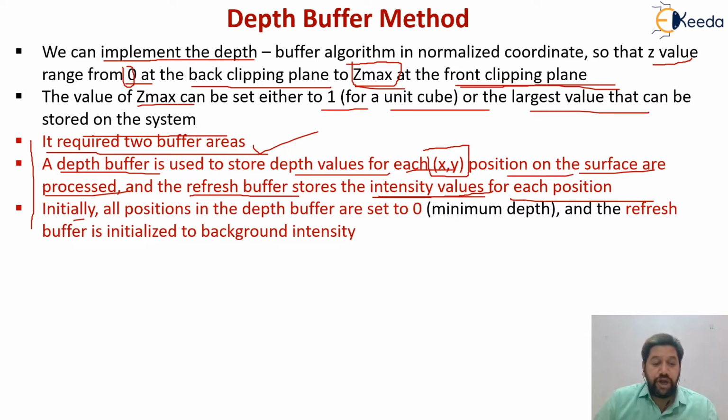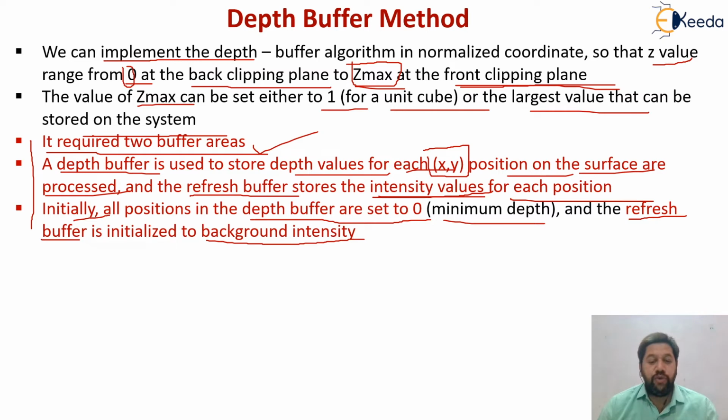Initially all the positions in the depth buffer are set to 0, which is the minimum depth. So the initial value of all the pixels in the depth buffer, or the z buffer, should be 0. And the refresh buffer, or the frame buffer, is initialized to the background intensity or color. And as I compare, I set the new intensity on it.